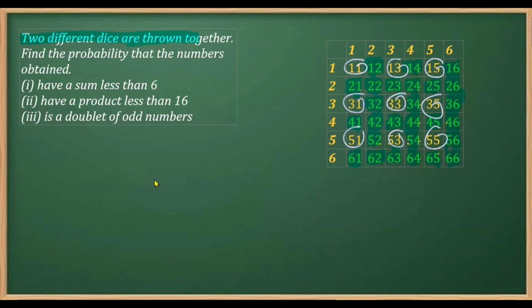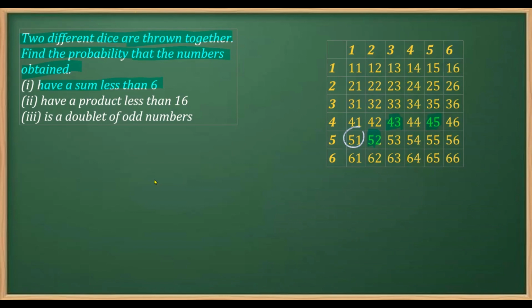Two different dice are thrown together. Find the probability that the sum is less than 6. In such a case, the numbers less than 6 mostly come diagonally. Less than 6, so I'll just go for 6, right? I just painted this one, right?